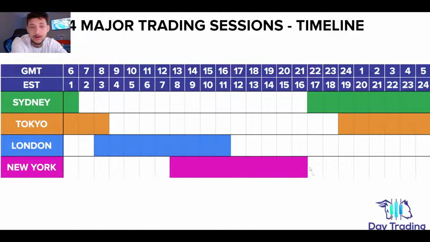Now, this is going to be the timeline. If you want, you can print this out and save it. It's 1 a.m., 2 a.m., 3 a.m., 4 a.m., 5 a.m., 6 a.m., 7 a.m., 8 a.m., 9 a.m., 10 a.m., 11 a.m., 12 a.m., 1 p.m., 2 p.m., 3 p.m., 4 p.m., 5 p.m., 6 p.m., 7 p.m., 8 p.m., 9 p.m., 10 p.m., 11 p.m., and then 12 p.m.